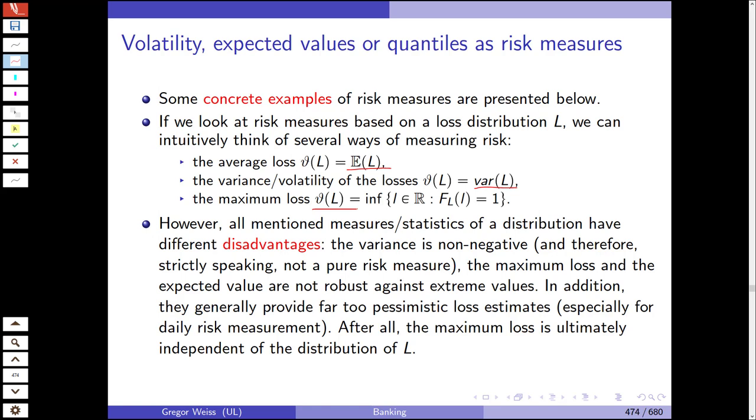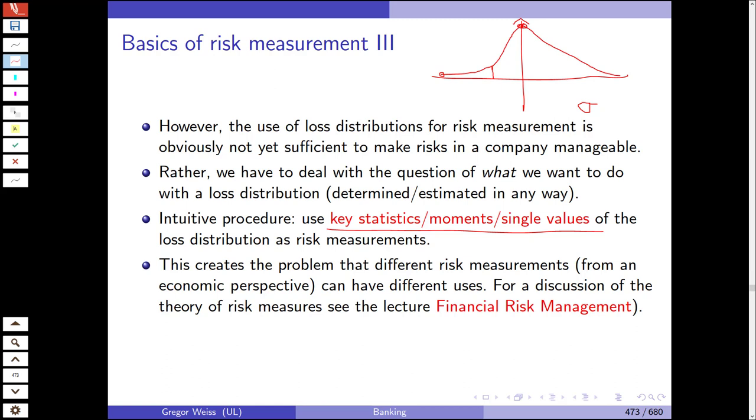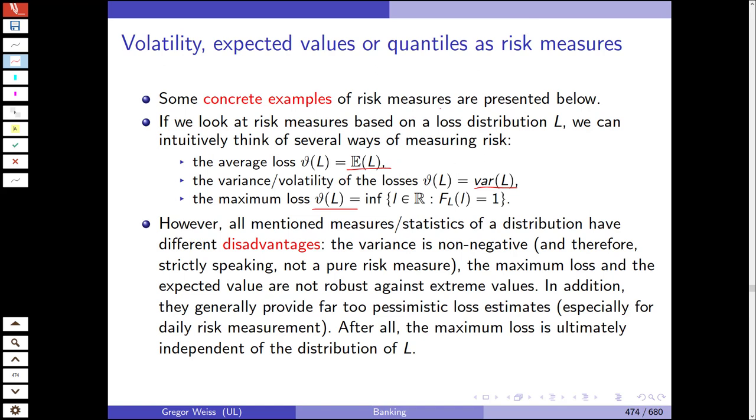The expected loss is rather conservative. It's usually too high. The highest loss is also way too conservative. It means that in the end, in the long run, we are all dead. We can lose everything on every position every time. That's not sensible if we want to measure economic capital. And variance, volatility puts the same emphasis on profits and losses. So it's not even a pure risk measure.